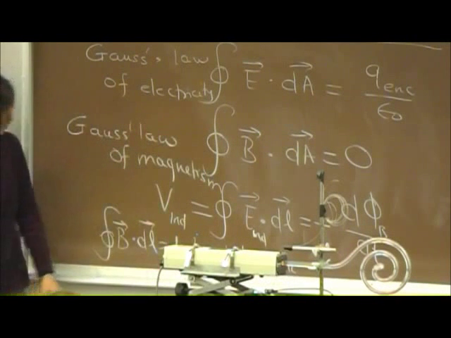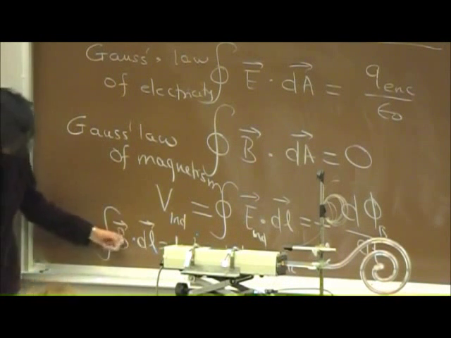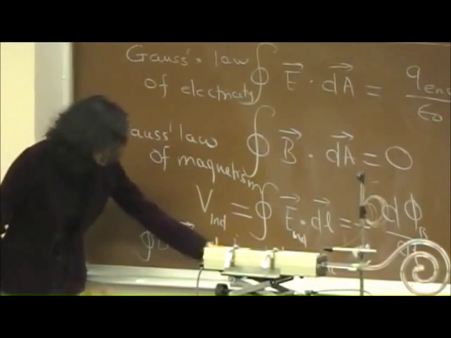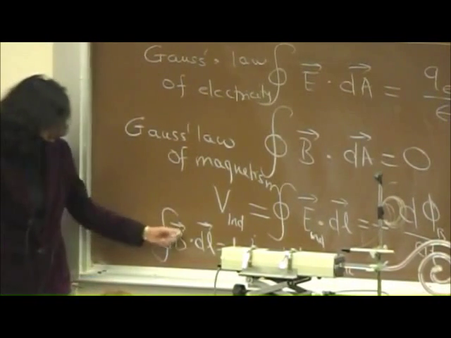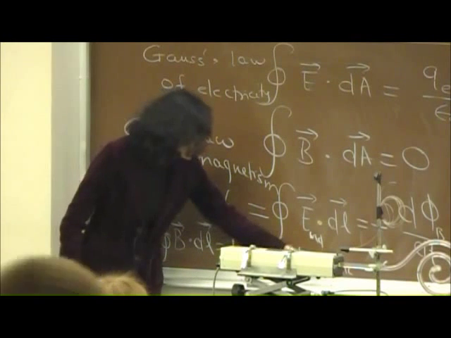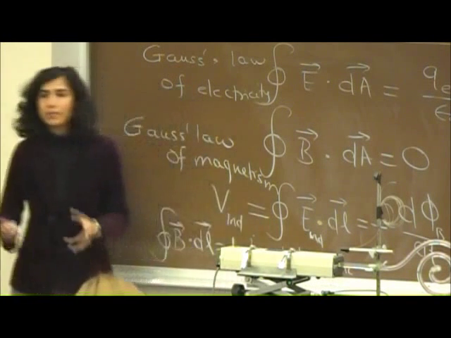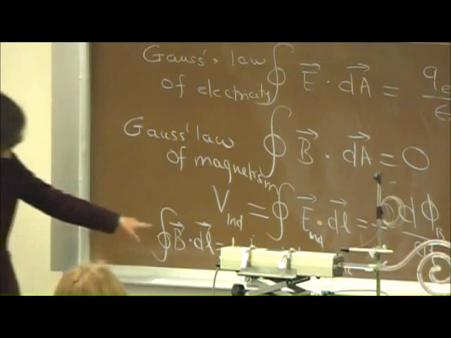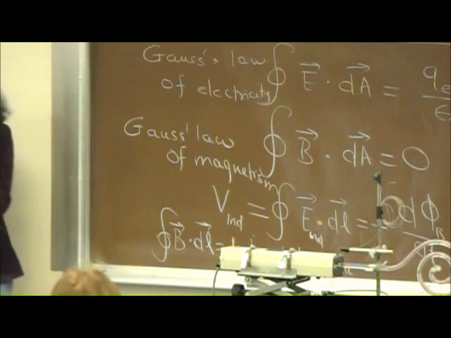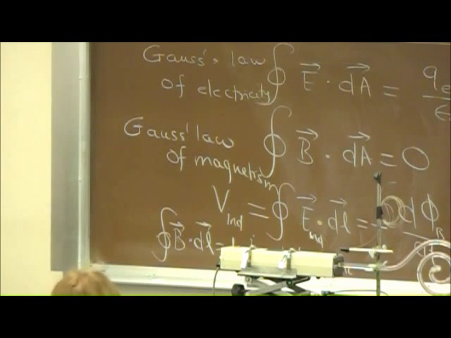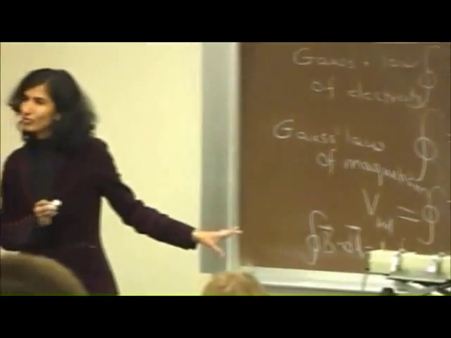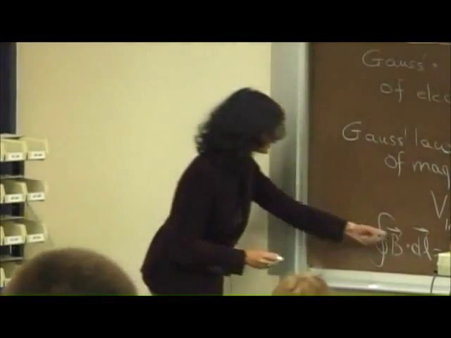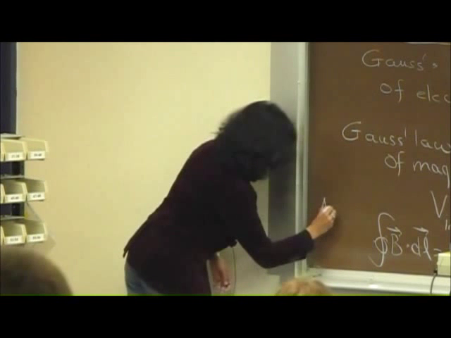Now, whether you will say integral B dot dl is equal to mu 0 times IC enclosed, or integral B dot dl is equal to mu 0 times ID enclosed, depends upon whether the magnetic field that you're talking about is due to real current or displacement current. Do you see I've combined two different formulas together? So this formula is called the Ampere-Maxwell law.